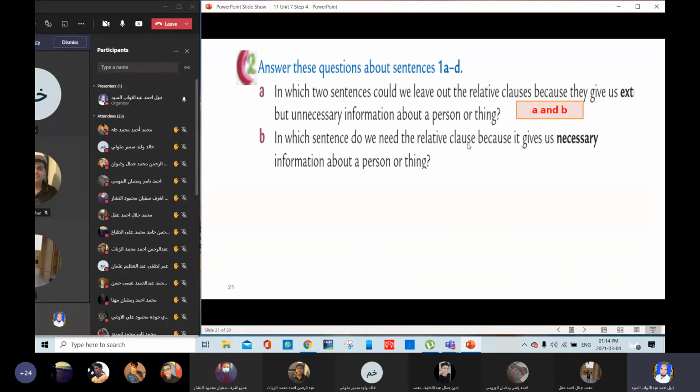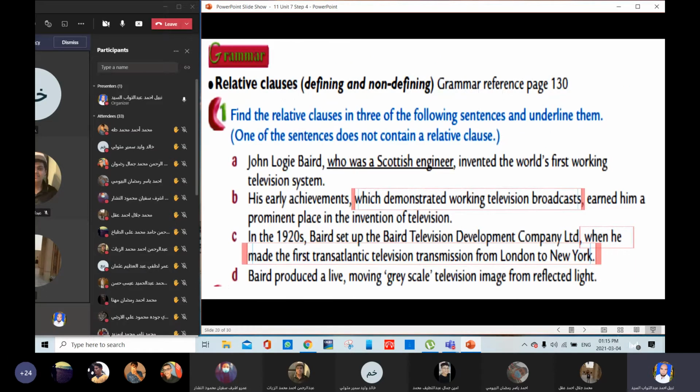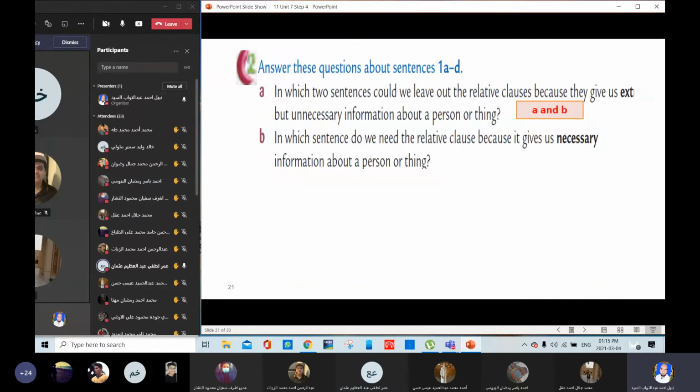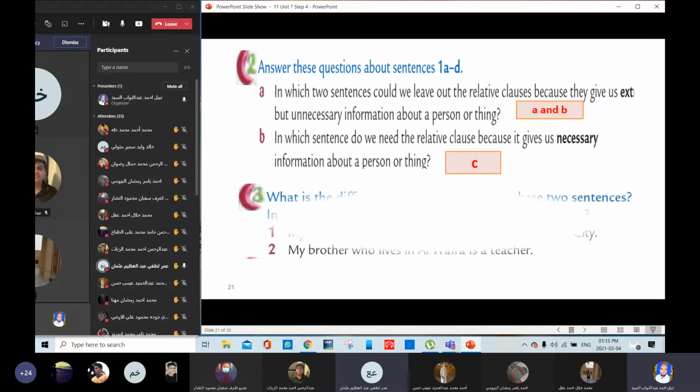In which sentence do we need the relative clause because it gives the necessary information about a person or thing? Which of these sentences, A, B, C, gives necessary information that we can't delete? Which one? Please lower your hand, only raise it if you want to write. One minute, please. In which sentence do we need the relative clause because it gives us necessary information about a person or thing? C. Omar? Yes, C. Okay, thank you.